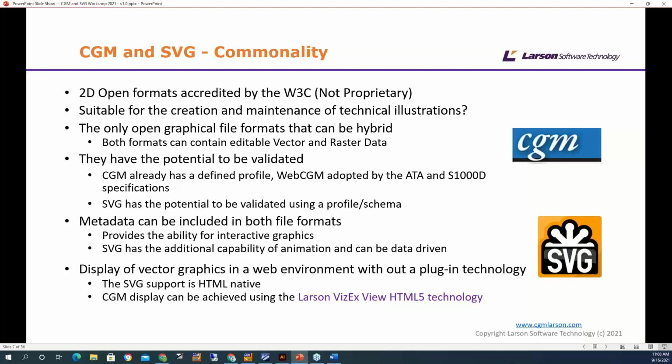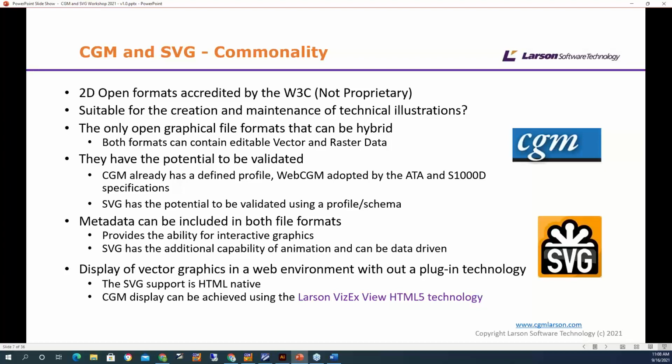So the two formats have quite a lot in common, and the commonality is probably the crucial parts, and that's really focused around metadata. But the other thing is they're both open, which is obviously important for us as an industry. Proprietary is a no-no really when we want to interchange data between companies and organizations.